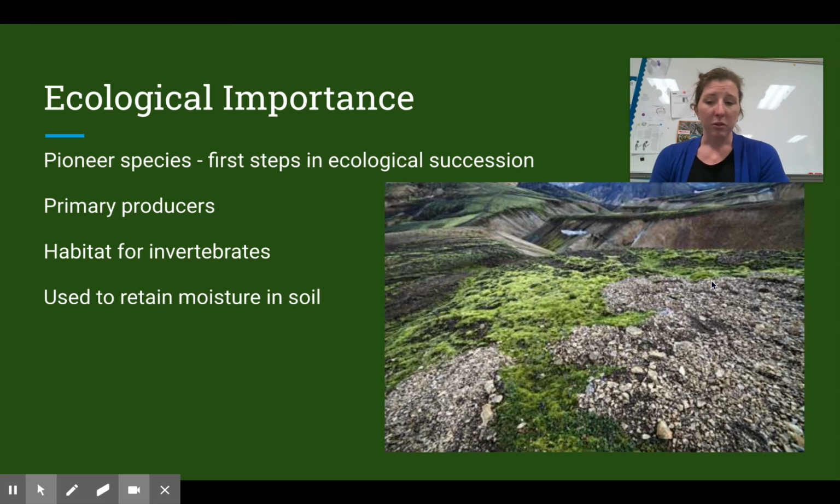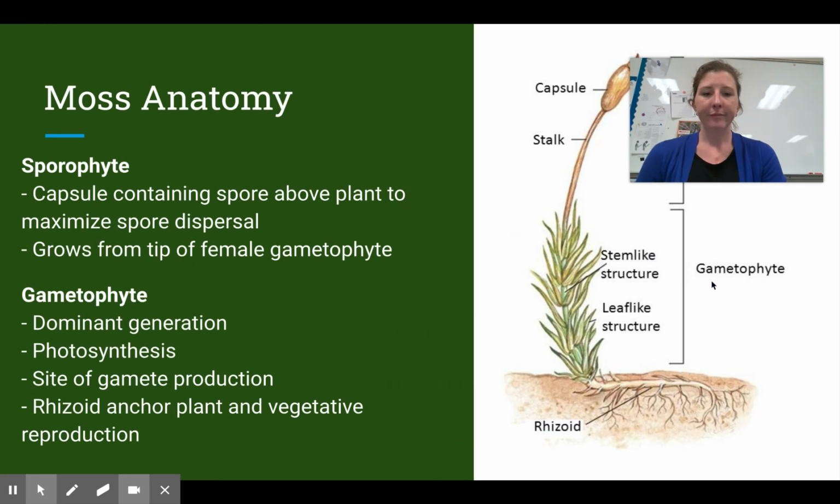They are primary producers, like all plants, which means they're producing oxygen and are the first step in all food chains. They are a prime habitat for invertebrates. We know that mosses are a favorite home of the tardigrade, but lots of other critters live in the moss. And they are also useful in maintaining moisture in the soil. So if you've been doing any gardening during closure, you may have mixed peat moss into the soil to help hold on to moisture. Mosses really do act like a sponge. And so when you mix it into your soil, it helps your soil to retain the moisture.